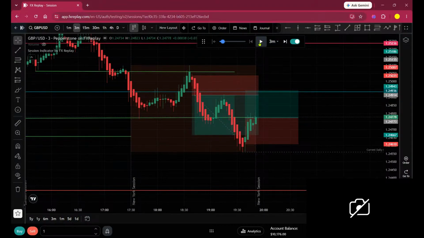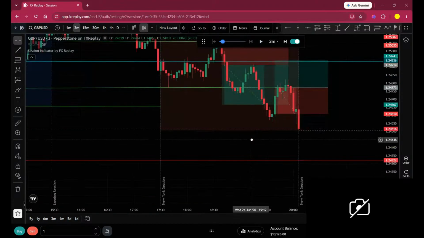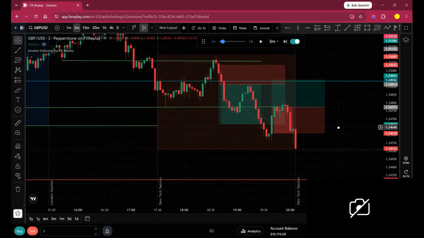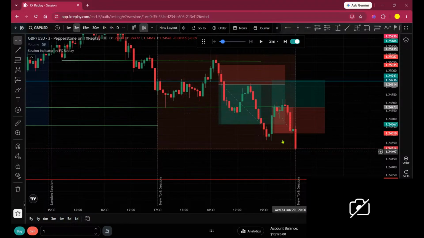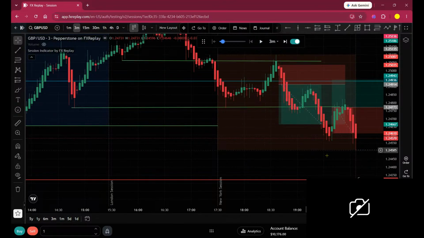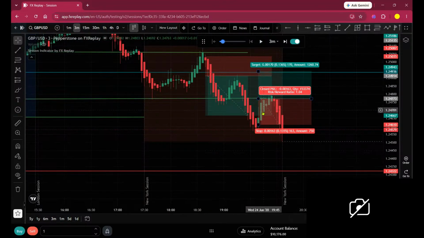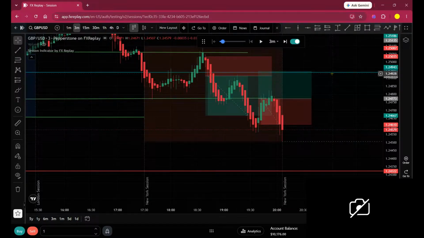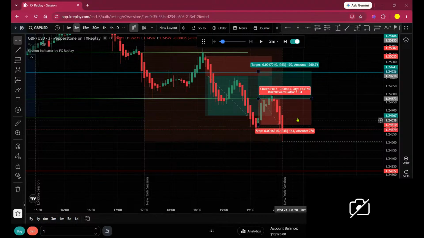Okay, so see, the market returns, respects this level, and then goes down, right? See, the market respects and goes down. So that's why I told you to wait for the character change, then only you can go for the opposite. So it hit your asset.